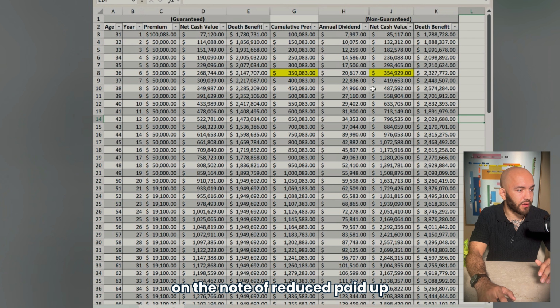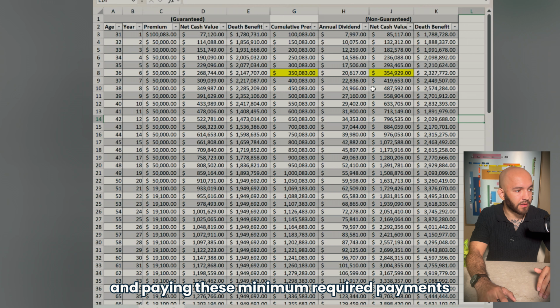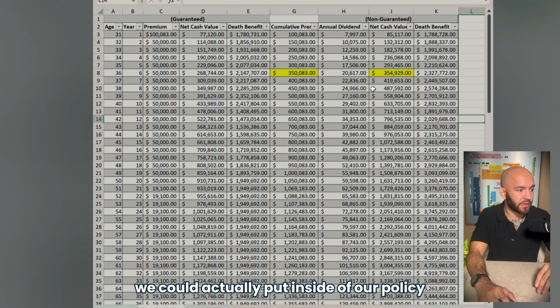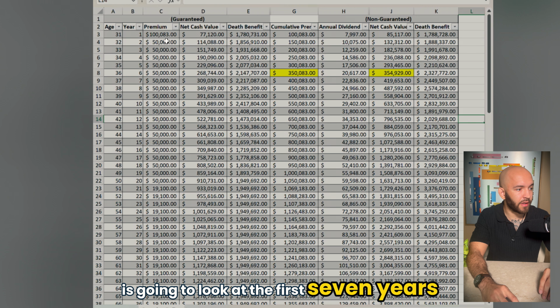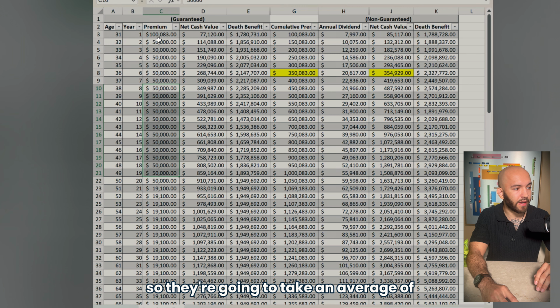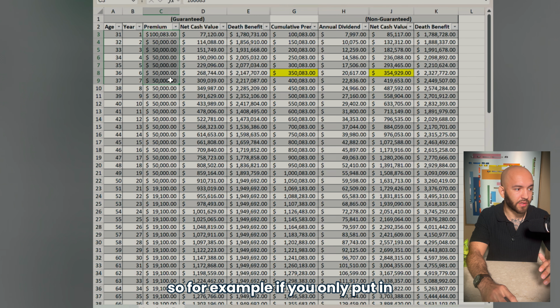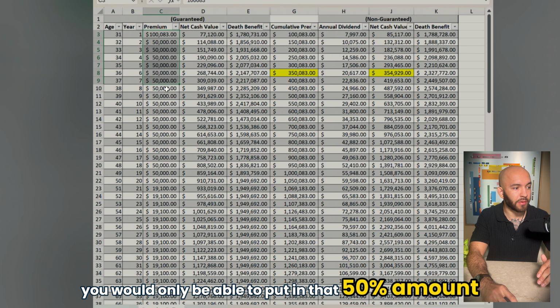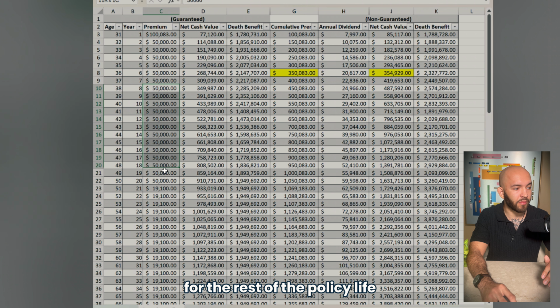On the note of reduced paid up and paying these minimum required payments, I do want to highlight one thing. When we're analyzing how much premium we could actually put inside of our policy, the life insurance company is going to look at the first 7 years, and that is going to dictate how much capital you could put inside your policy for all the remaining years. So they're going to take an average of these first 7 years. For example, if you only put in, let's say, half of this required premium, then you'd only be able to put in that 50% amount for the rest of the policy life.